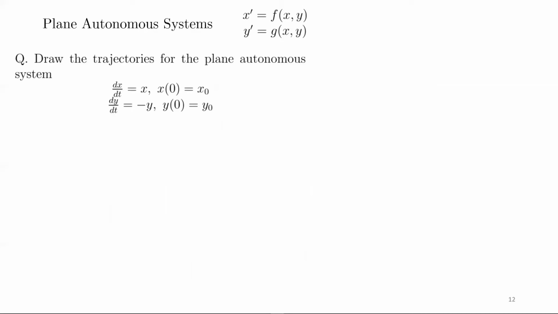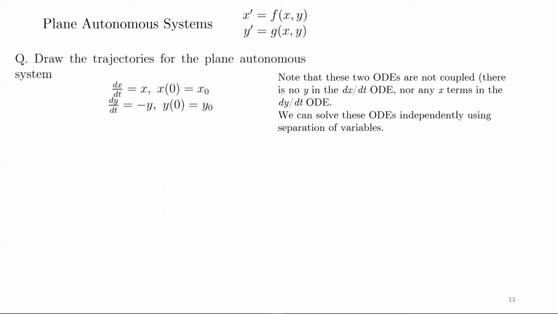Let's look at an example of a plane autonomous system. dx by dt equals x, dy by dt equals negative y, plus we have some initial conditions: when t equals 0, x equals x naught and y equals y naught. Now these ODEs are actually not coupled together. For example, in the first equation, dx by dt, there is no y on the right hand side, so I can solve this equation independently of what y is doing, and similarly I can solve dy by dt independently of what x is doing, just using separation of variables.